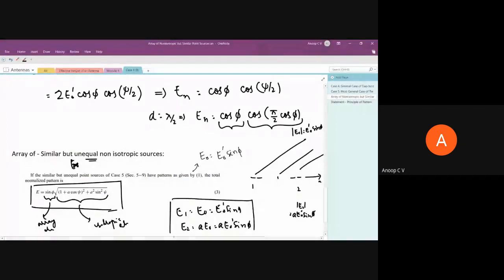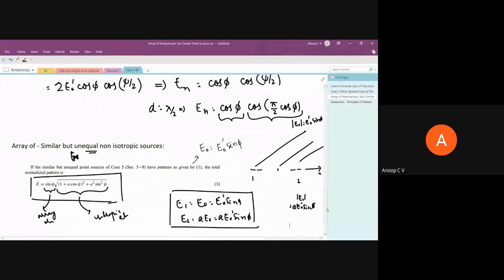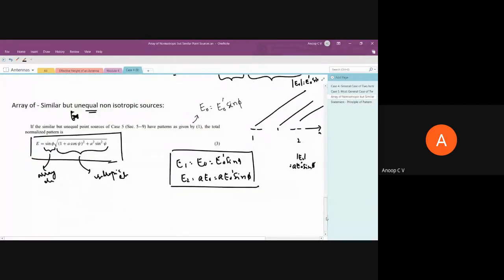I'll share this note with you. You can see it later on, not a problem, right? So that is about the principle of pattern multiplication.